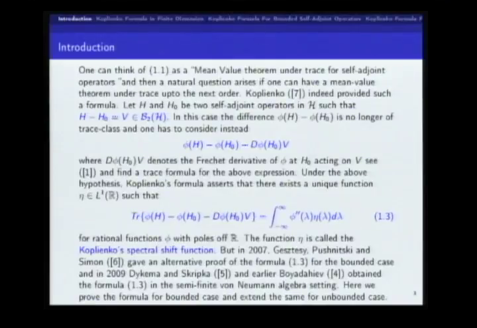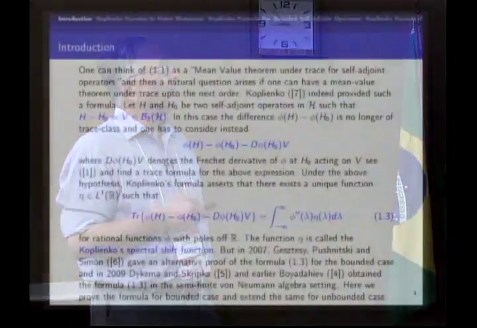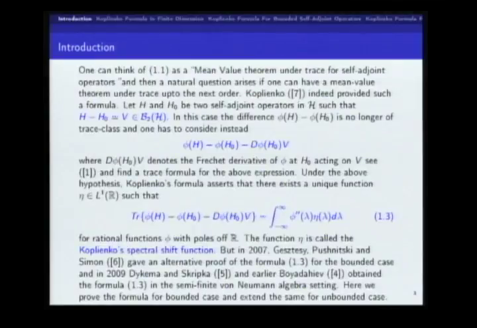And as I said, this can be thought of as a mean value theorem under trace for self-adjoint operators. Then a natural question arises, if you can have a similar theorem for the next order. Koplienko did provide such a formula, but unfortunately his proof was wrong.